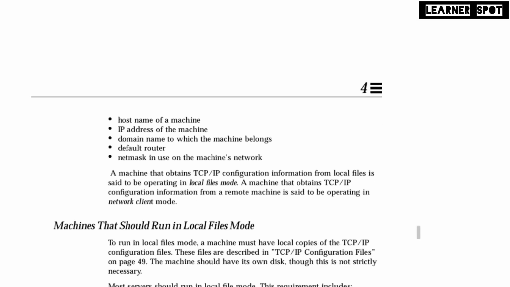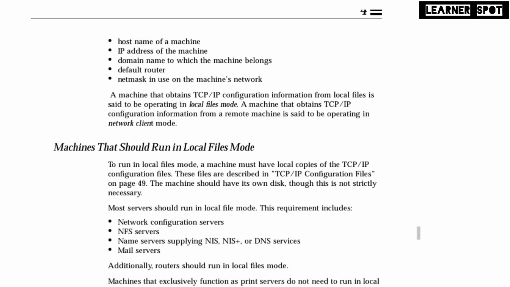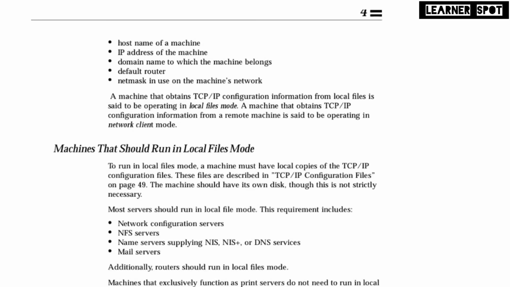A machine that obtains the TCP/IP configuration information from the local files is said to be operating in the local file mode. Next, what are the machines that should run in the local file mode? To run in local file mode, a machine must have local copies of the TCP/IP configuration files, which are described in the TCP/IP configuration folder, which contains all the configured files.